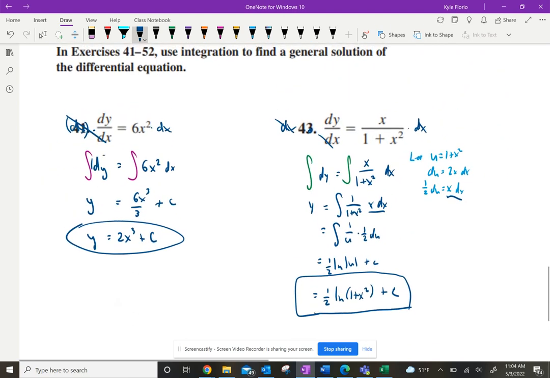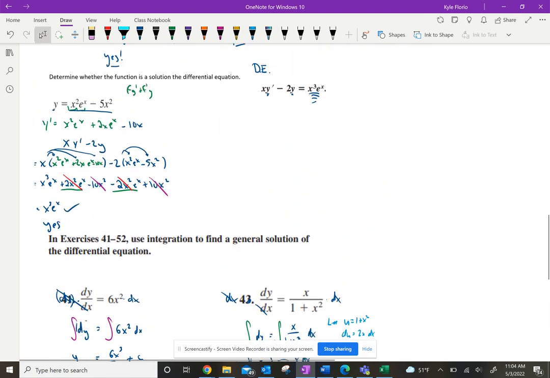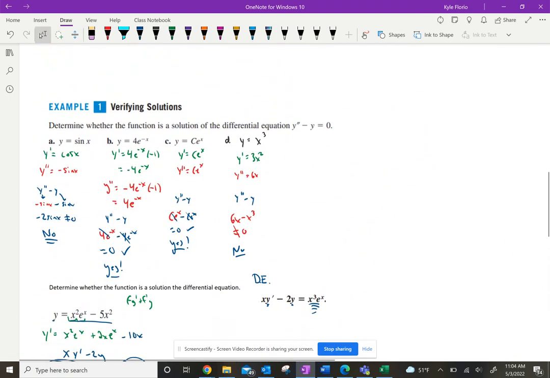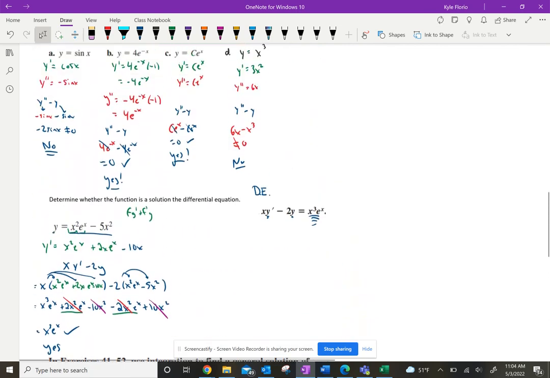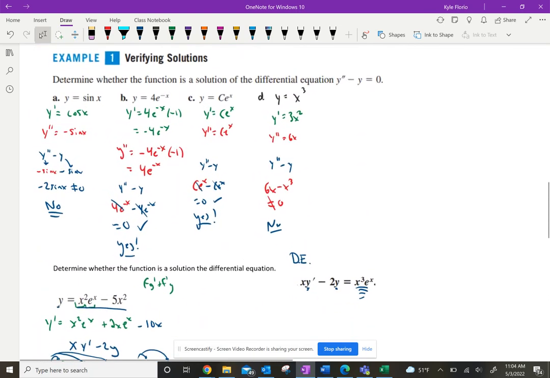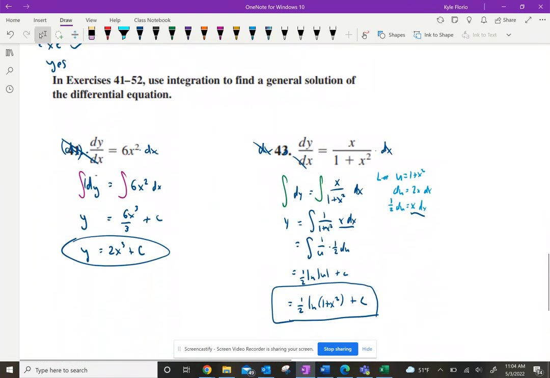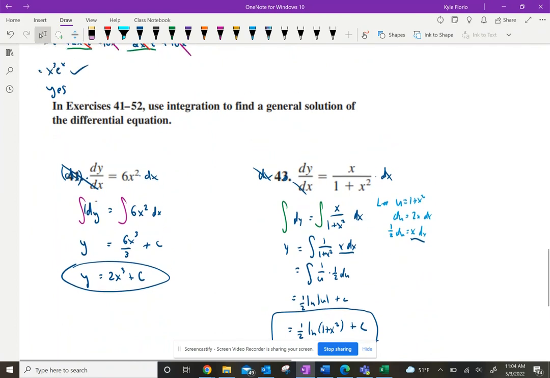Okay, and that's it for this section. I'm sorry it was a little wordy. The main thing for you to get here, at least example-wise, is these examples right here. Can I verify whether I have a solution or not? And can I solve a differential equation just by integrating? And that's it.